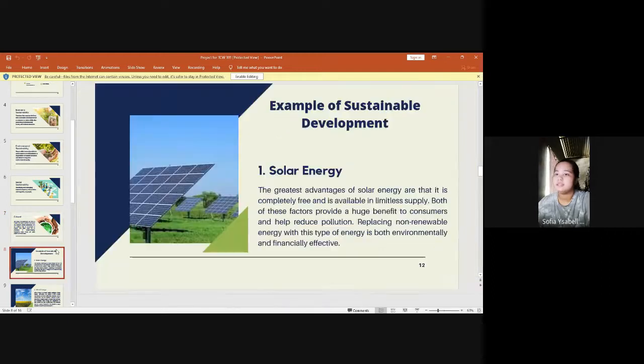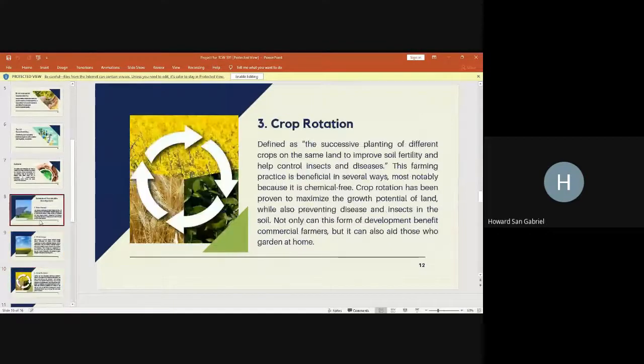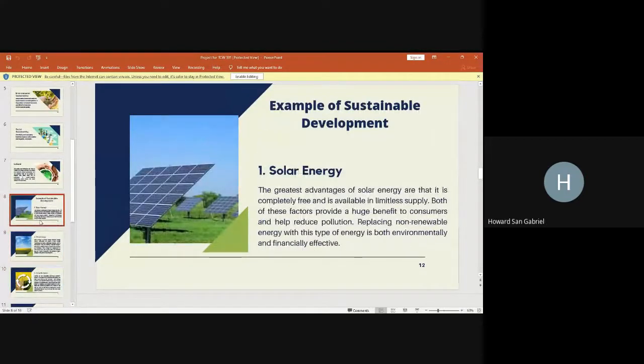And the next, the examples of sustainable development, will be explained by Howard. Examples of sustainable development: solar energy.